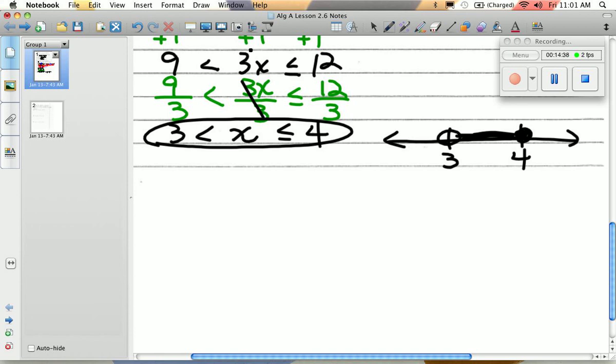Any other questions on the and ones? We're going to do the or next. Okay, then let's go to the back side and try some ors.